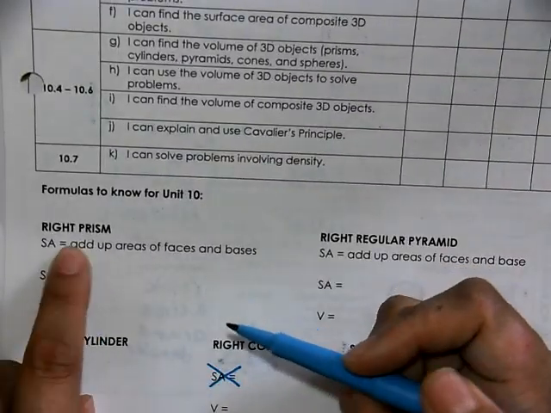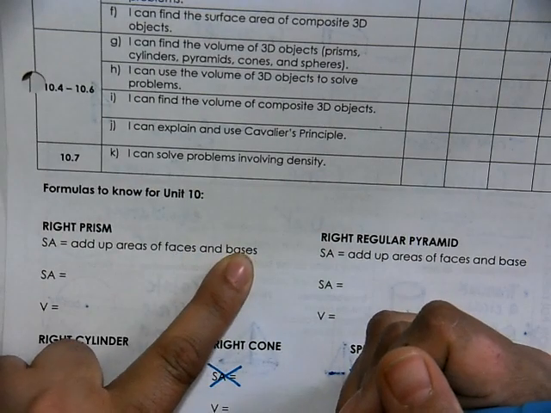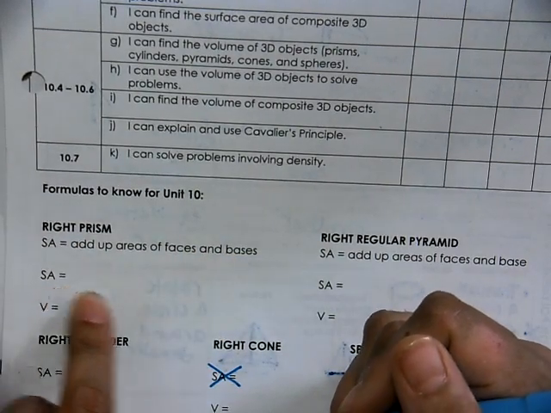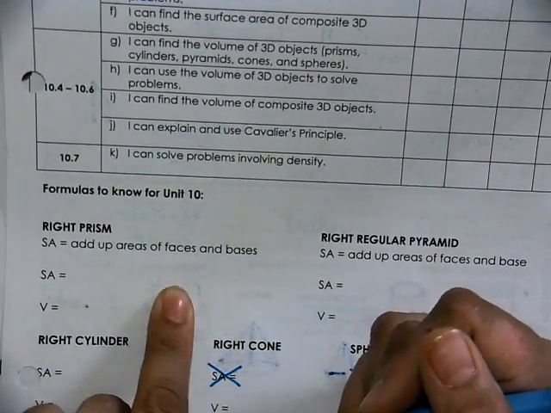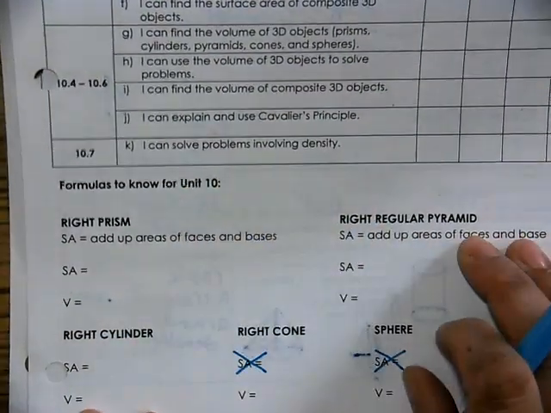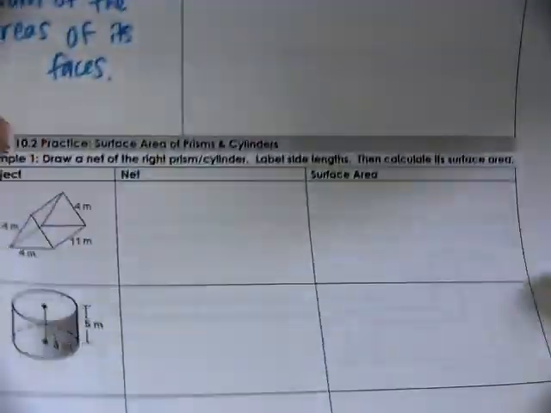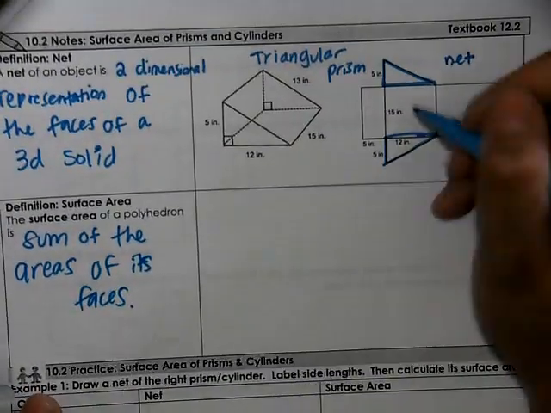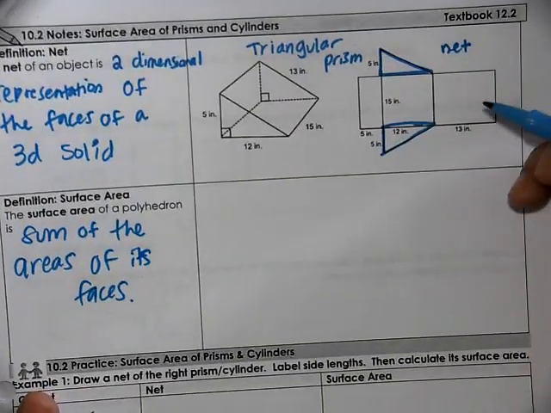given the surface area. It'll say add up the areas of the faces and bases. You could do that, or we're going to write in the surface area formula here today for prisms and cylinders. And then the rest will fill in over the next few weeks. Okay, so here's how we could find the surface area given the net here.